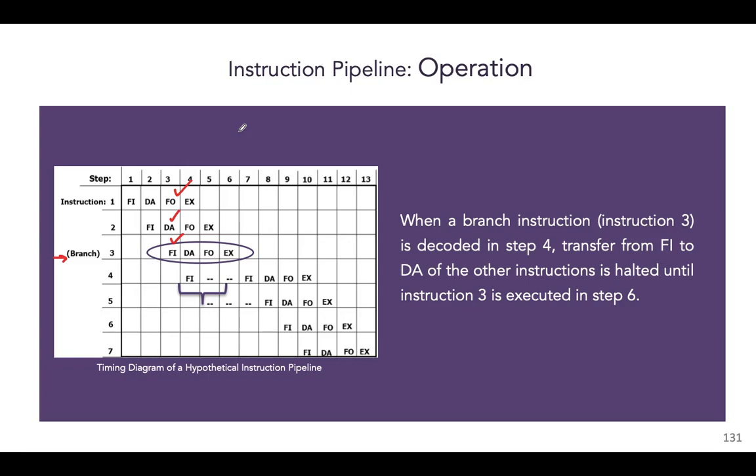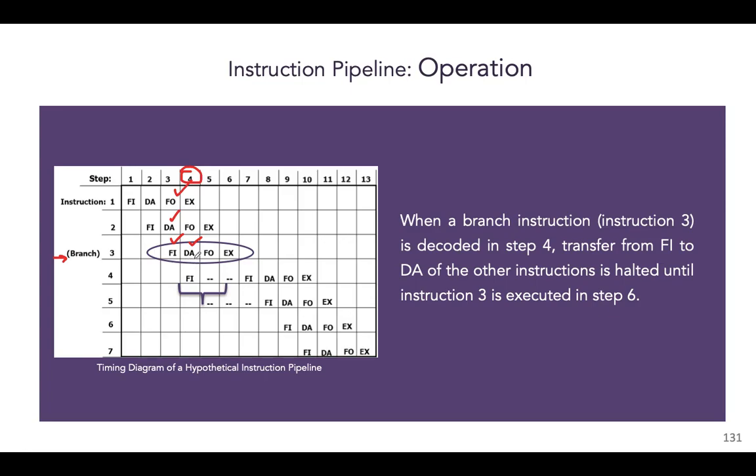Now, when the branch instruction is decoded, which happens in step 4, branch instruction, which was instruction 3, will be decoded, and it is at that time that we know that this is a branch instruction. So we don't know what this is in the FI stage, but in the DA stage, we now know that this is a branch instruction.